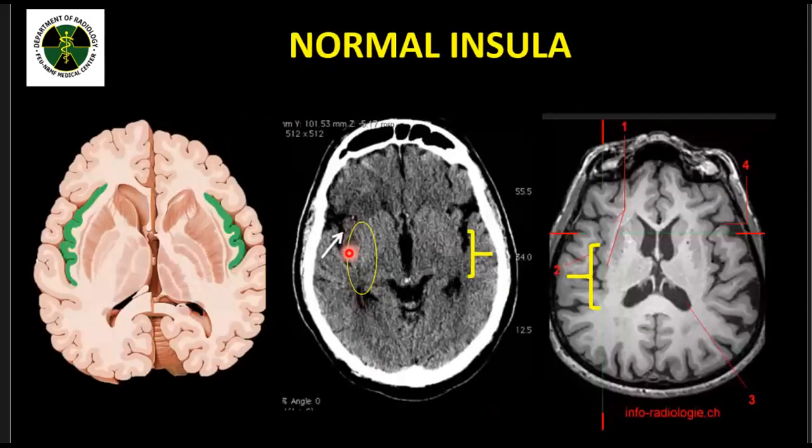So the insula is located here. This is the normal insula. Here's a quick image or illustration of where the normal insula is located. So here's an image of a CT scan of the insula, and for MRI, this is the insula.